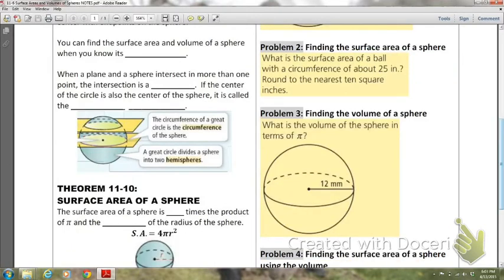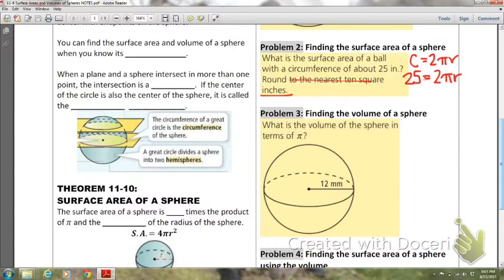In problem 2, you're finding the surface area of a sphere. So the surface area of a sphere ball with a circumference of about 25 inches. And you've got to round it to the nearest 10 square inches. So the circumference formula is 2 times pi times the radius. And the whole reason they gave you that is because you're going to have to use the circumference of 25 and put that in the formula for circumference, 2 times pi times the radius, to solve for the radius.